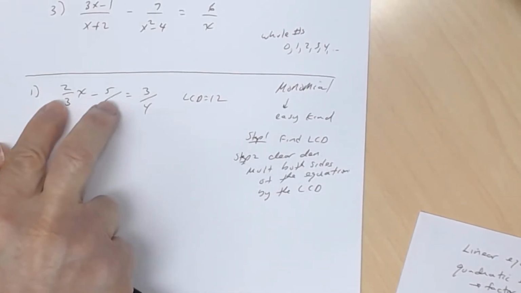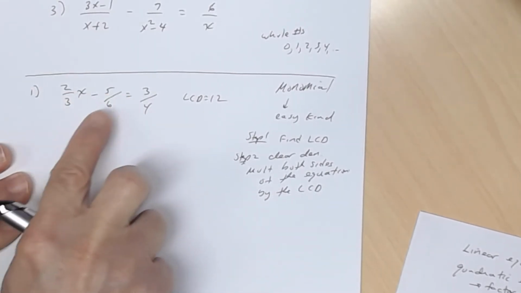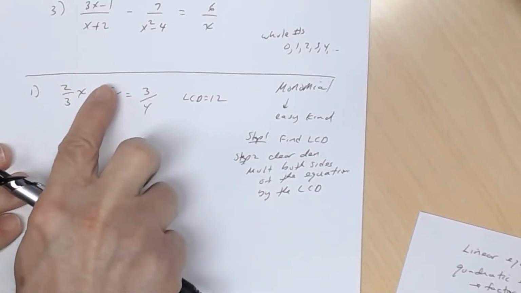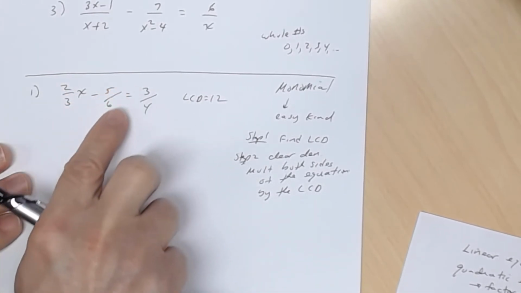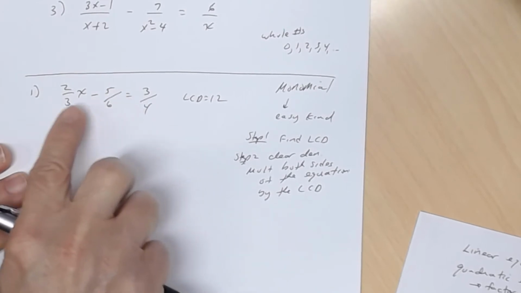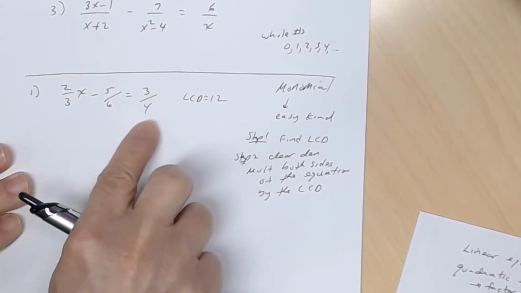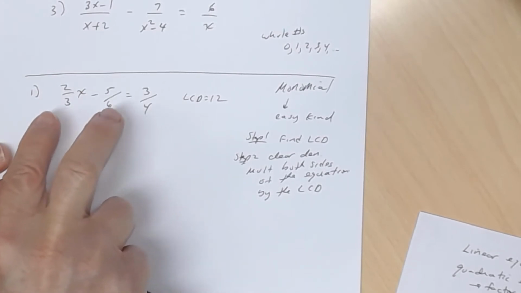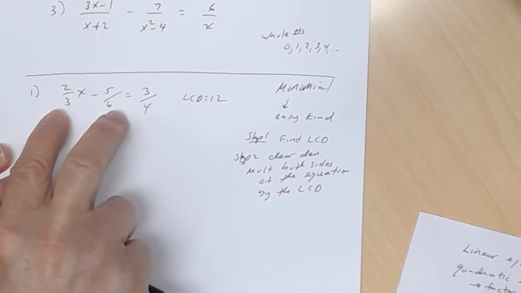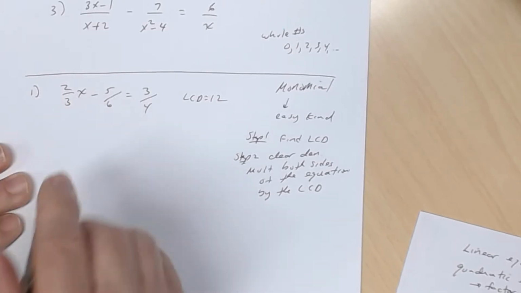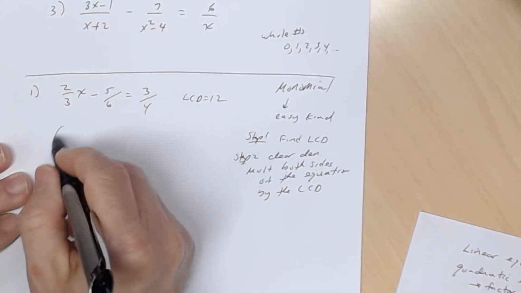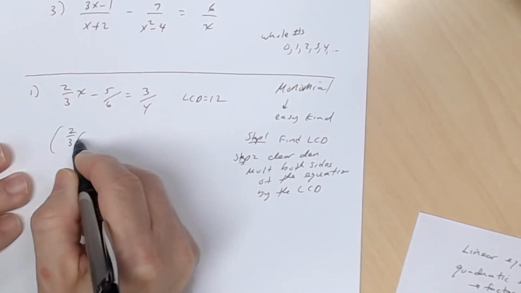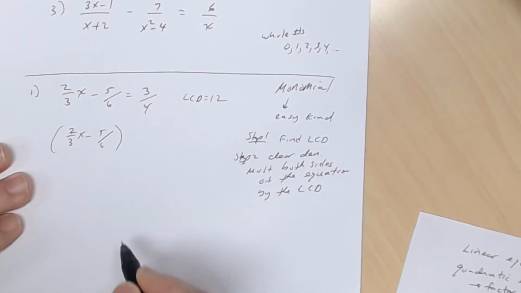Do you see that on the left side you have two rational terms, or two rational expressions, or two fractions, right? And on this side, how many do you see? You see one. Whenever there's more than one, like in this case, there are two, you're going to put the left side in parentheses. So you're going to say 2/3 x minus 5/6 in parentheses.